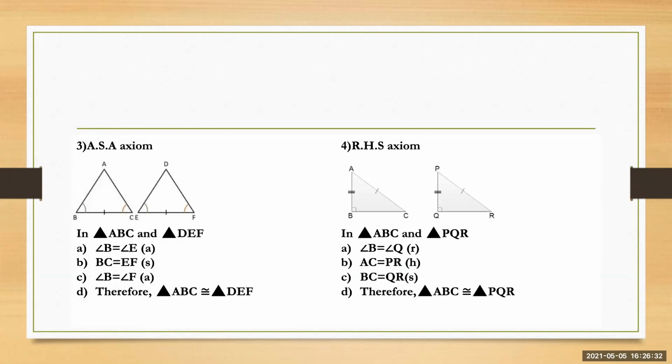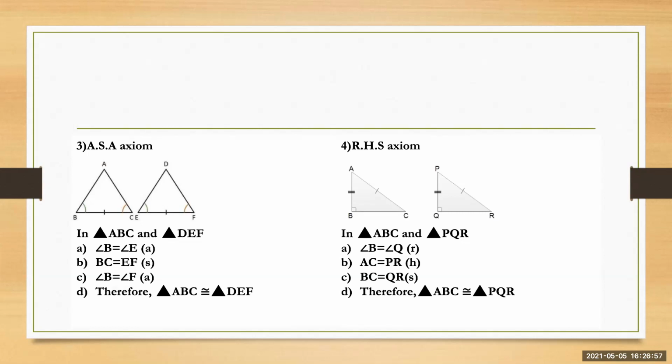ASA axiom. In triangle ABC and triangle DEF, angle B equals angle E, BC equals EF, angle C equals angle F. Therefore, triangle ABC is congruent to triangle DEF. Number 4, RHS axiom. In triangle ABC and triangle PQR, angle B equals angle Q.